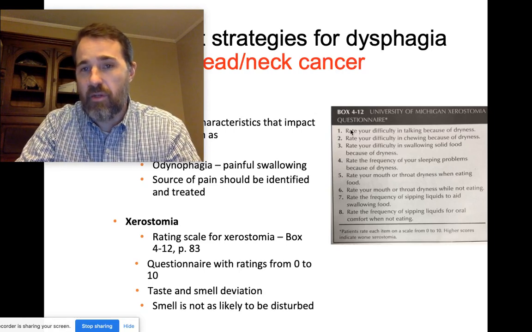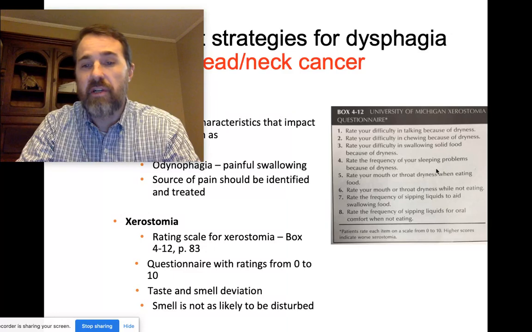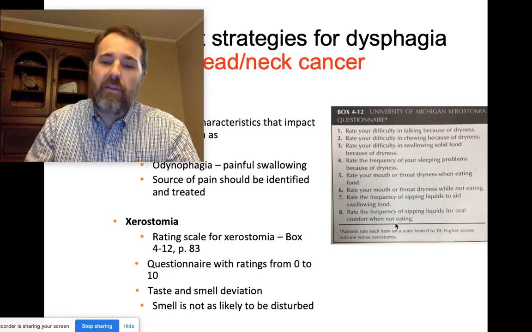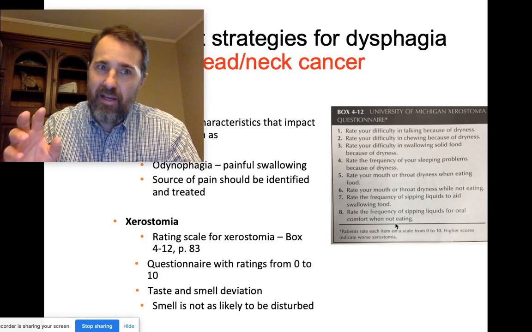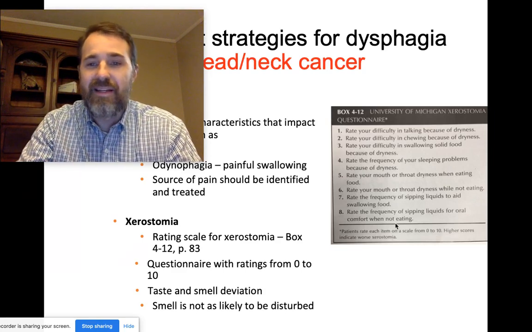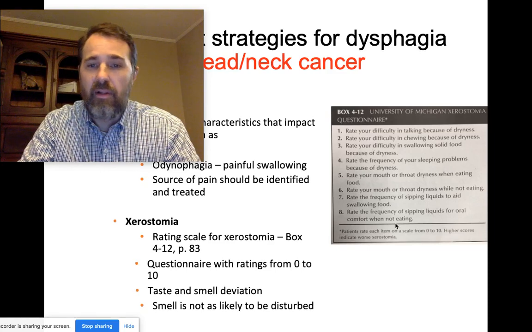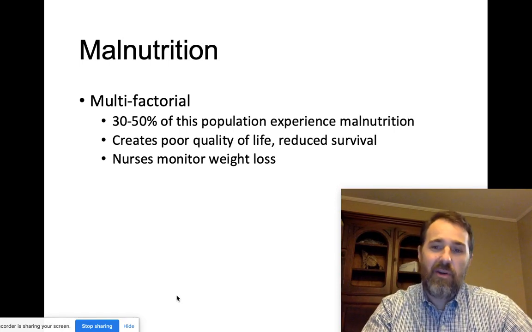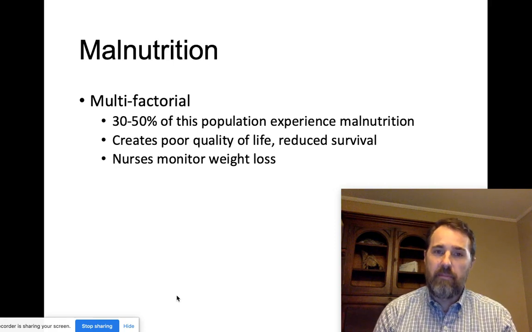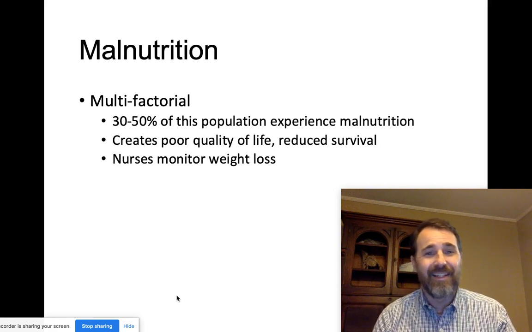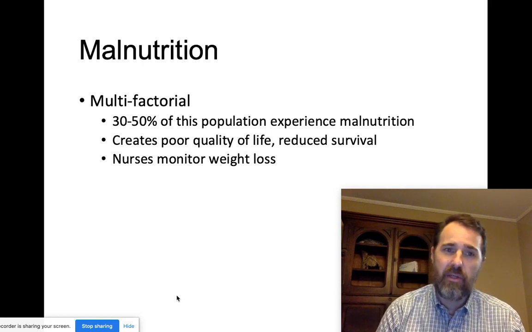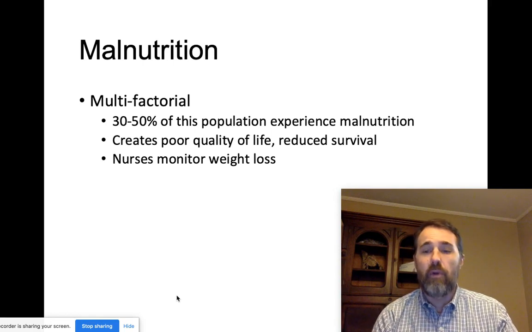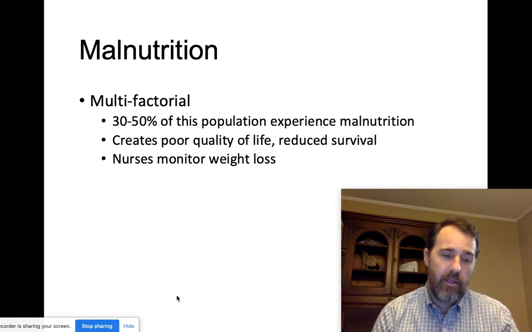You can see here, this is a questionnaire coming from the University of Michigan that you use to get the patient to rate their level of the impact that the xerostomia is having on their lives and on their ability to take food. As you guys already know, probably just from general exposure to cancer patients and cancer treatment, malnutrition is a significant factor for anyone going through cancer treatment.